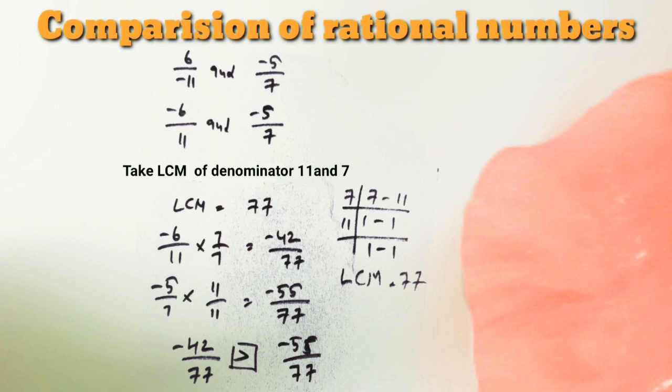Minus 6 by 11 can be multiplied by 7 over 7 to get denominator 77. So minus 42 over 77. Minus 5 by 7, multiply it by 11 over 11, you will get minus 55 over 77. Now students, both the numbers are negative. If both the numbers are negative, the number which is nearer to 0 will be greater on the number line. As 42 is nearer to 0, minus 42 over 77 is greater than minus 55 over 77. This procedure can be applied for positive rational numbers as well.